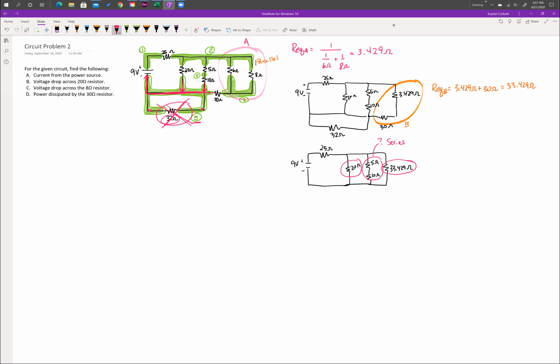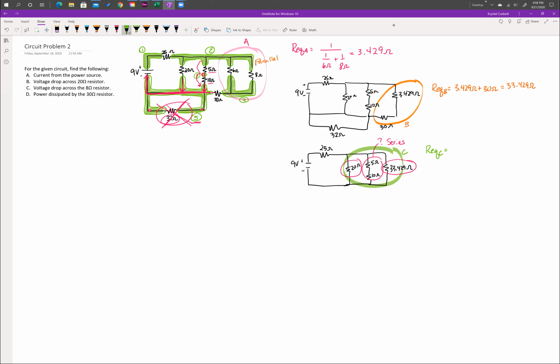You can see that in order to go from node 2 to node 5, we have to take a stop at node 4, but there's no other path. So we know that the 5 ohm and 10 ohm resistors are connected in series, so we can add these up in series with one another. We'll call this segment here C and find REQC.